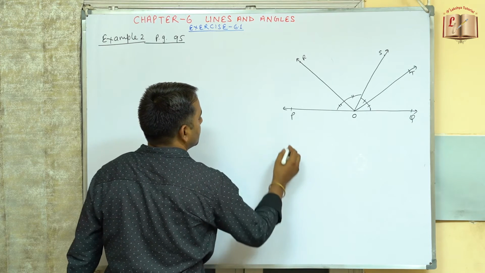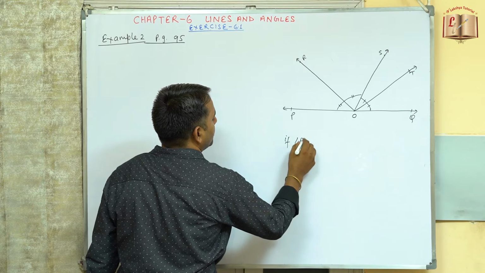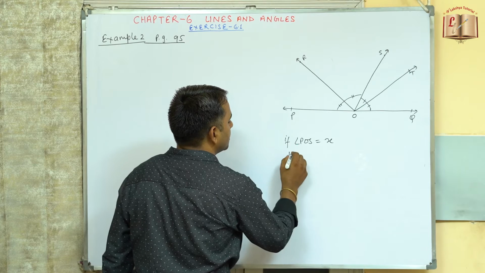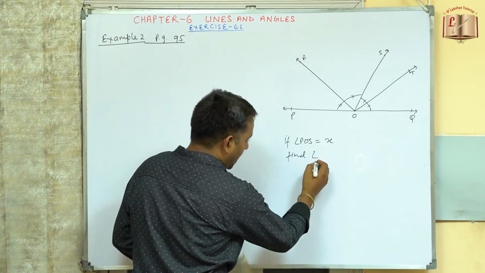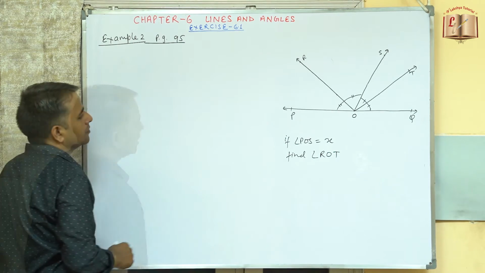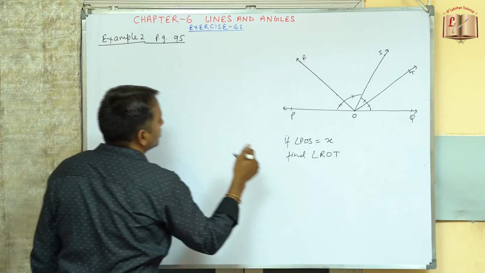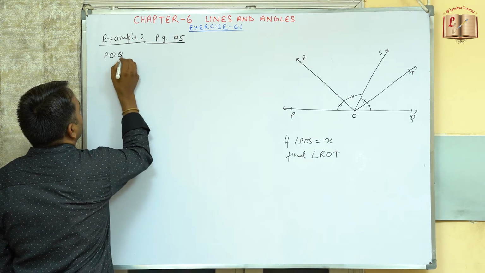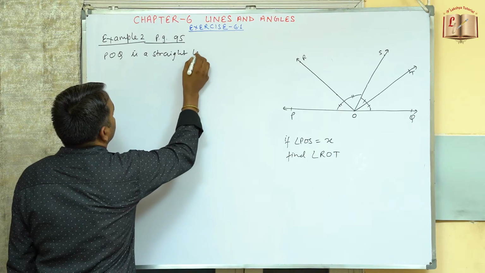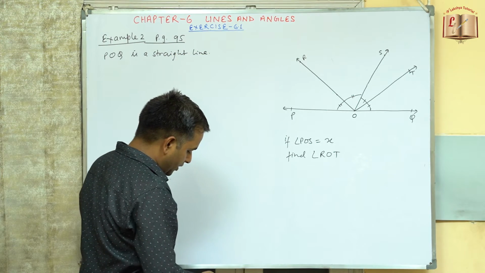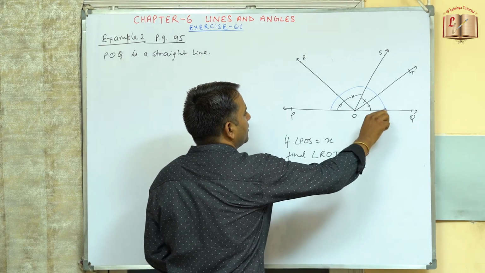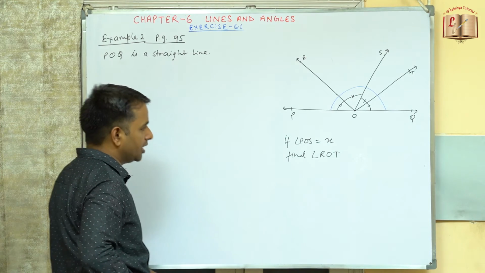Now it is given that if angle POS is equal to x degrees, we need to find angle ROT. So angle ROT needs to be found out. Now it is given that POQ is a straight line. Once POQ is a straight line, therefore this complete angle will be 180 degrees, linear pair.